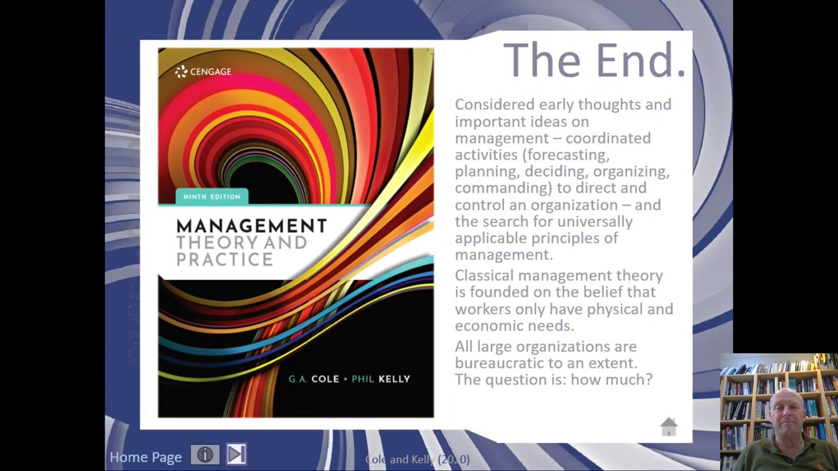Okay, final summary then. This chapter and this presentation has really considered the early thoughts and important ideas on management brought about through the classical school. Classical management founded on the belief that workers only have physical and economic needs, and we'll see how the human relations school contributed to this in the next chapter. We also talked about all organizations being bureaucratic to some extent, but the question is how much, and that all organizations need to be efficient to some extent. Again, the question is what are the tensions and challenges may exist in the organization that also are a focus for management.